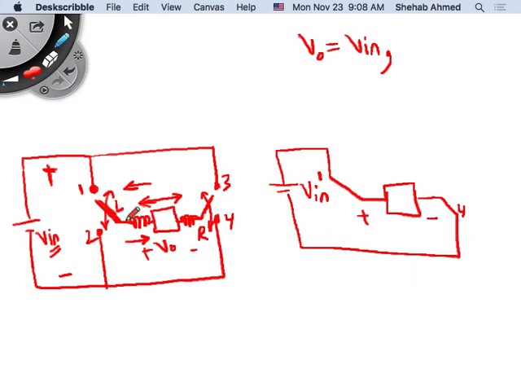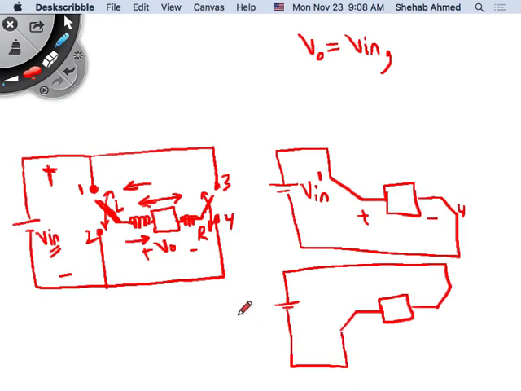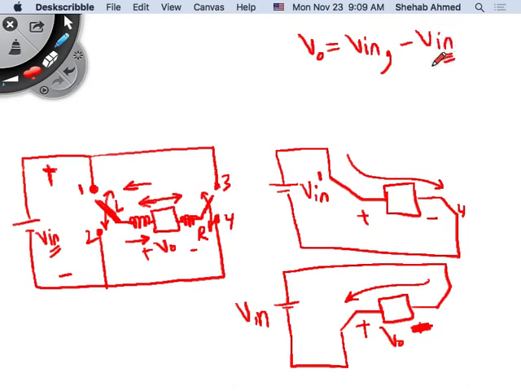And now if I make this arm connected to point 2 and this arm connected to point 3, then the circuit would look like this. Current here was flowing this way. How about current here? The opposite way. Right? So in one configuration I'm putting V input, in the other configuration I'm putting minus V input, right? If this is the polarity of V output, I flip the polarity of V input across it. Right? So I have V input or minus V input. Do you agree?